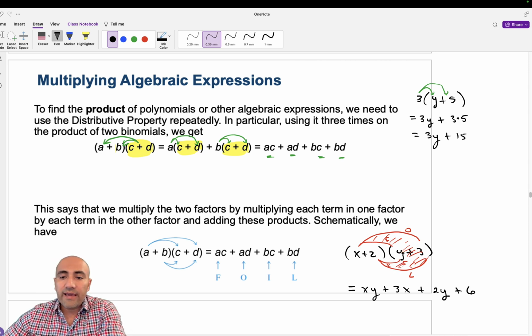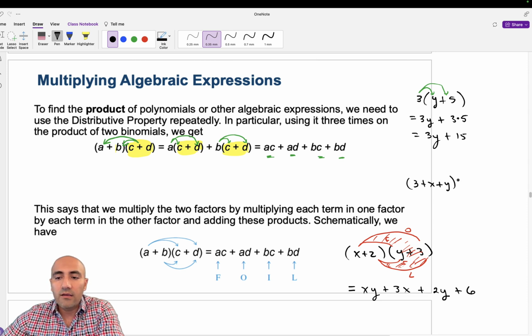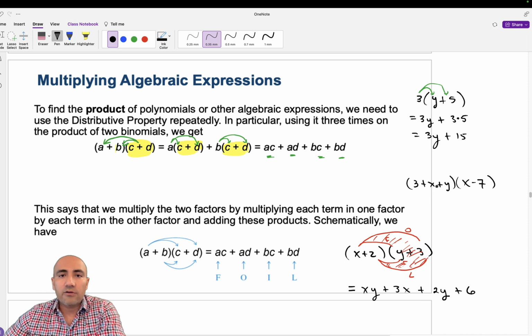So now if we had a more complicated expression like 3 plus x plus y times x minus 7, right? There is no first, outer, inner, last in this case because we have a trinomial. So we need a more generic method that works when we have more complicated statements. FOIL is only good for the case of a binomial times a binomial.